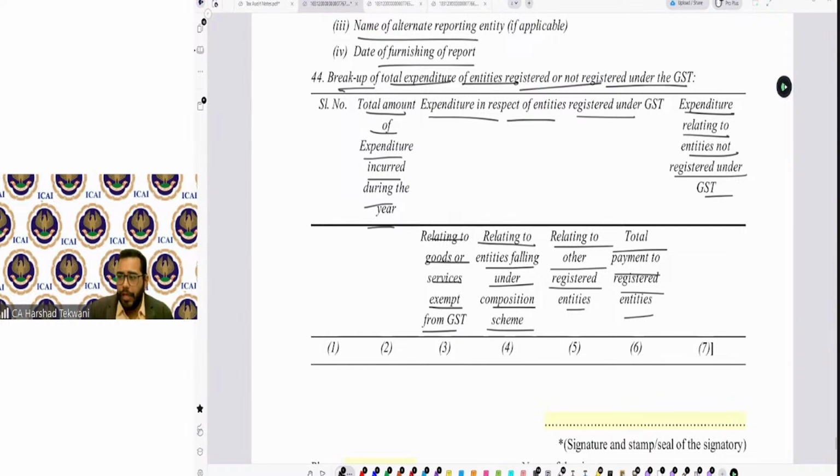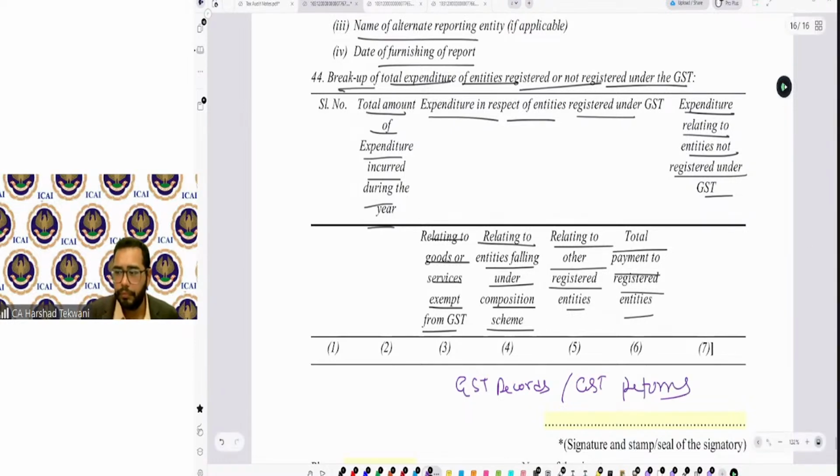Here the language used is expenditure in respect of. Now, the term expenditure is used. It can be capital, it can be every type of expenditure we need to consider, and accordingly the details are required to be reported. Now, from where will we obtain this detail? These details can be obtained from GST records or GST returns. From there, we can verify whether these details are correct or not.